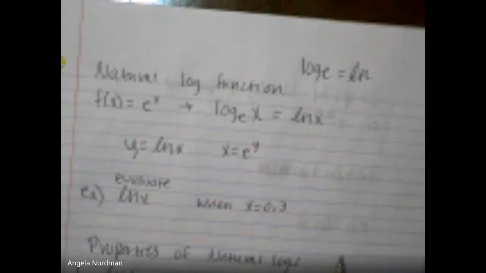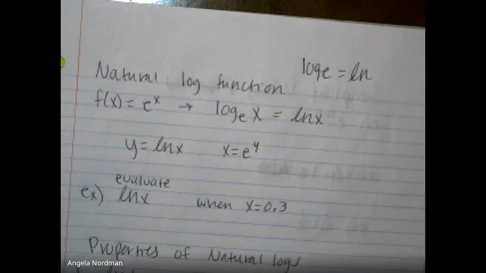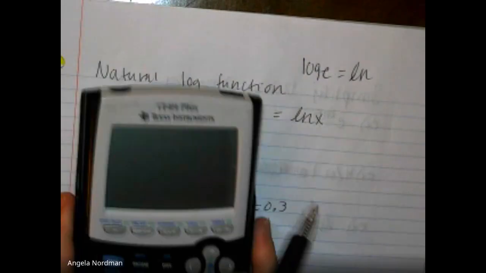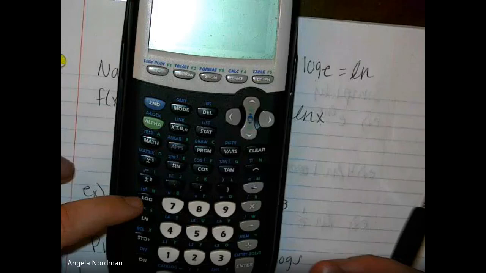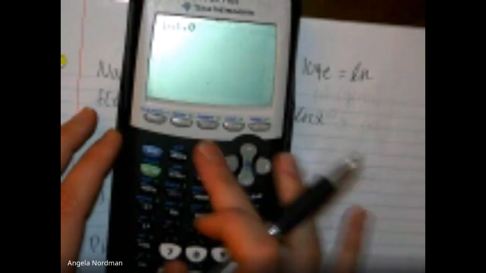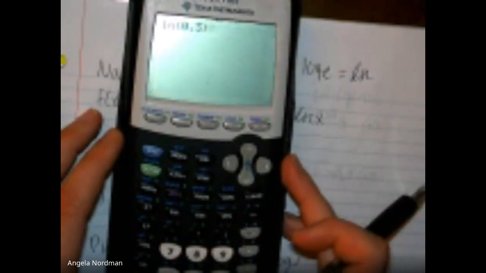If you want to evaluate this in your calculator, I just want to show you where the button is going to be. Let's take log base e of x, or natural log of x, when x equals 0.3. If you come straight below the log button, go to ln, hit that and 0.3, we get negative 1.203. So that's just as easy as that one seems.